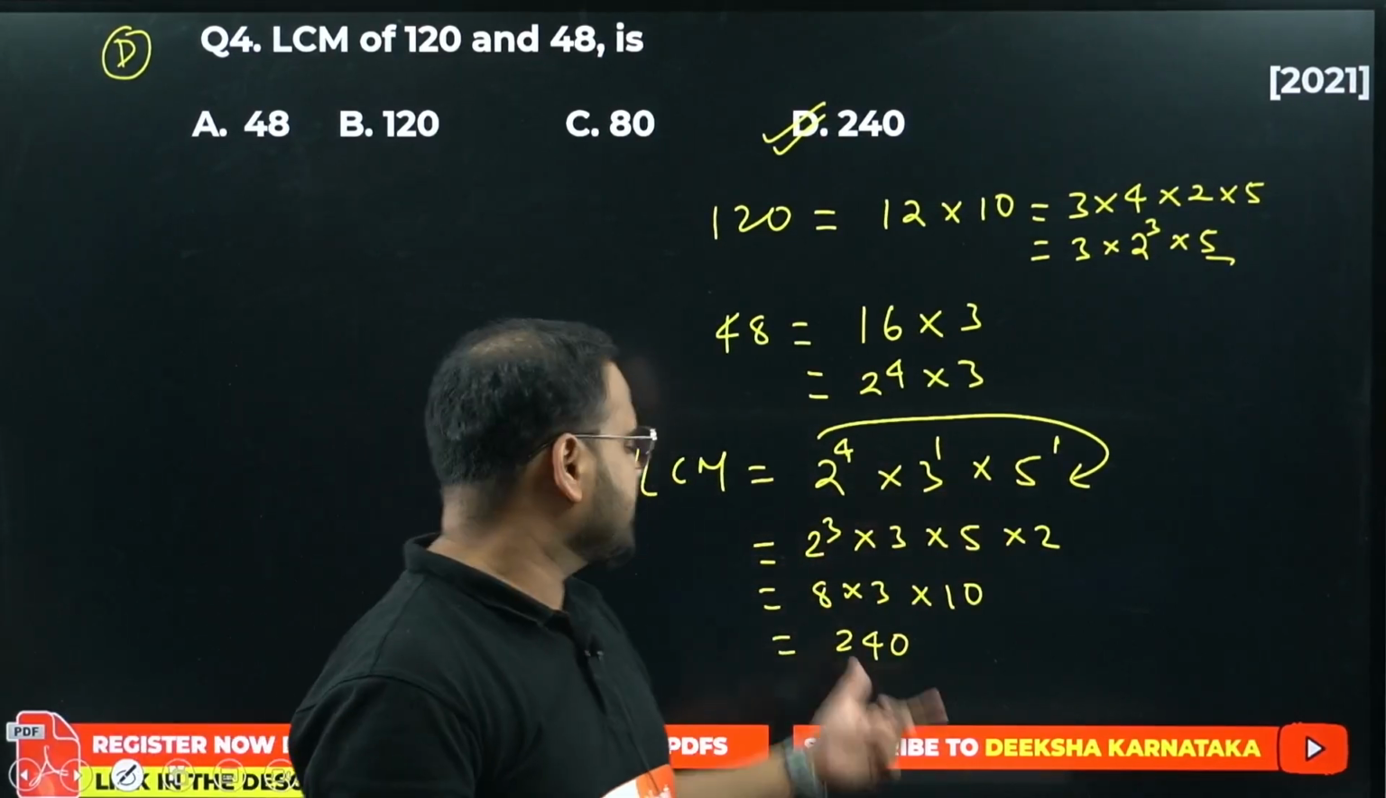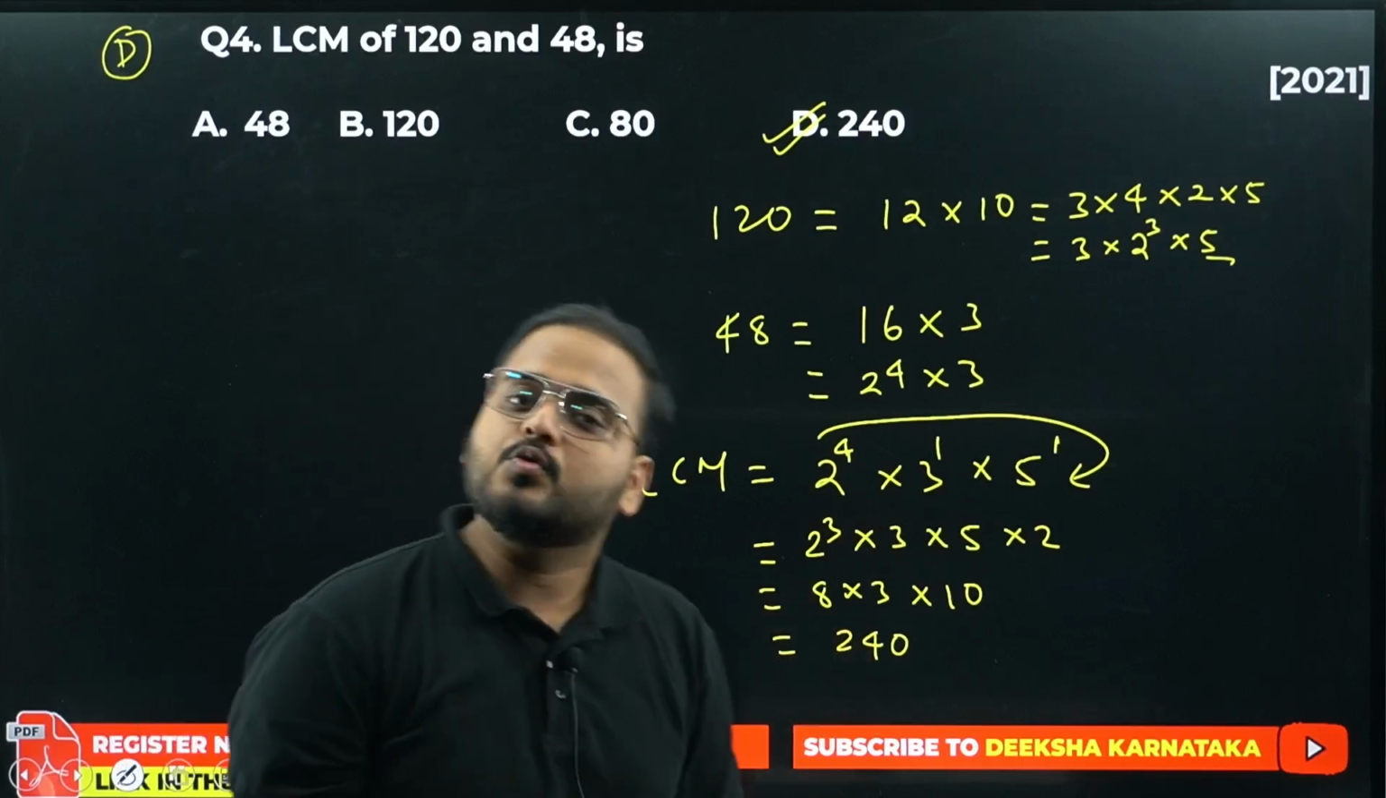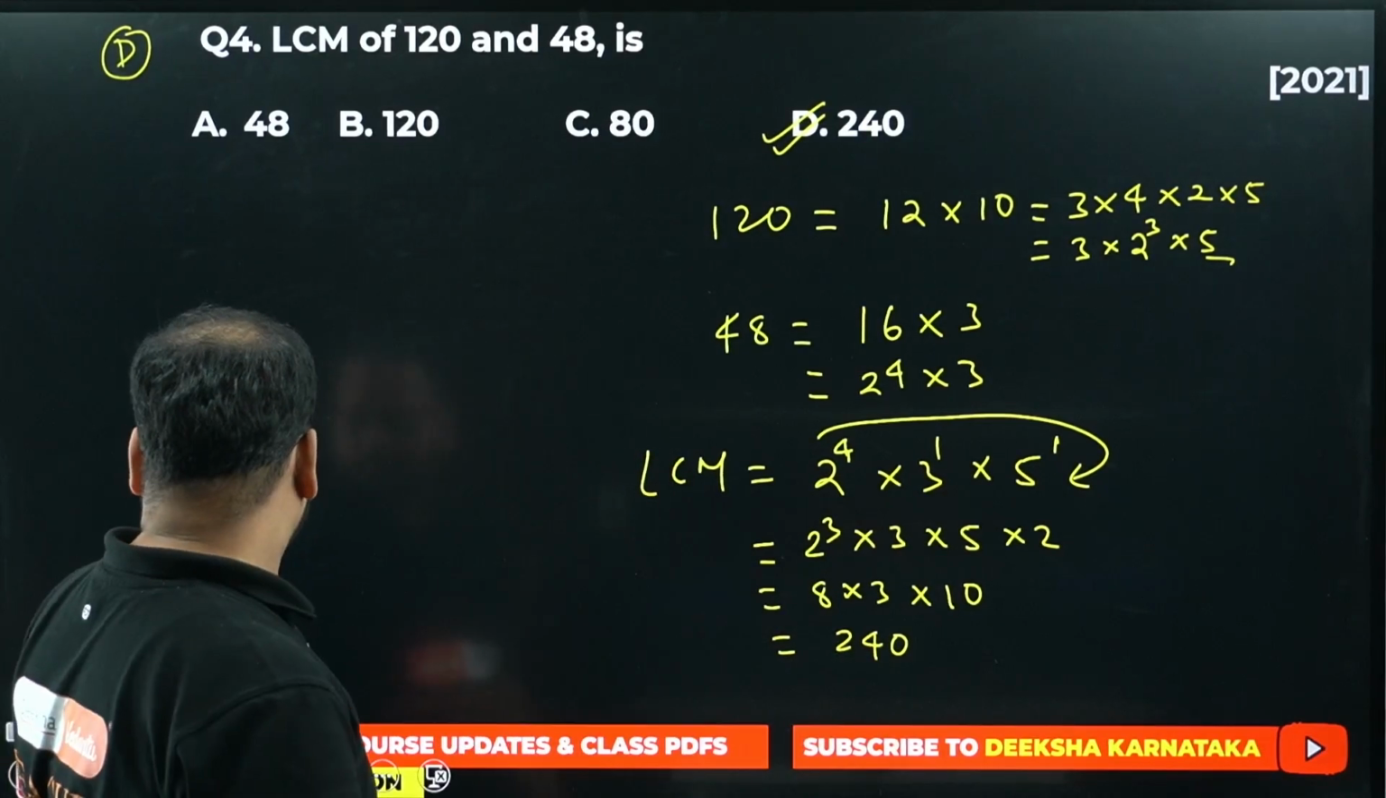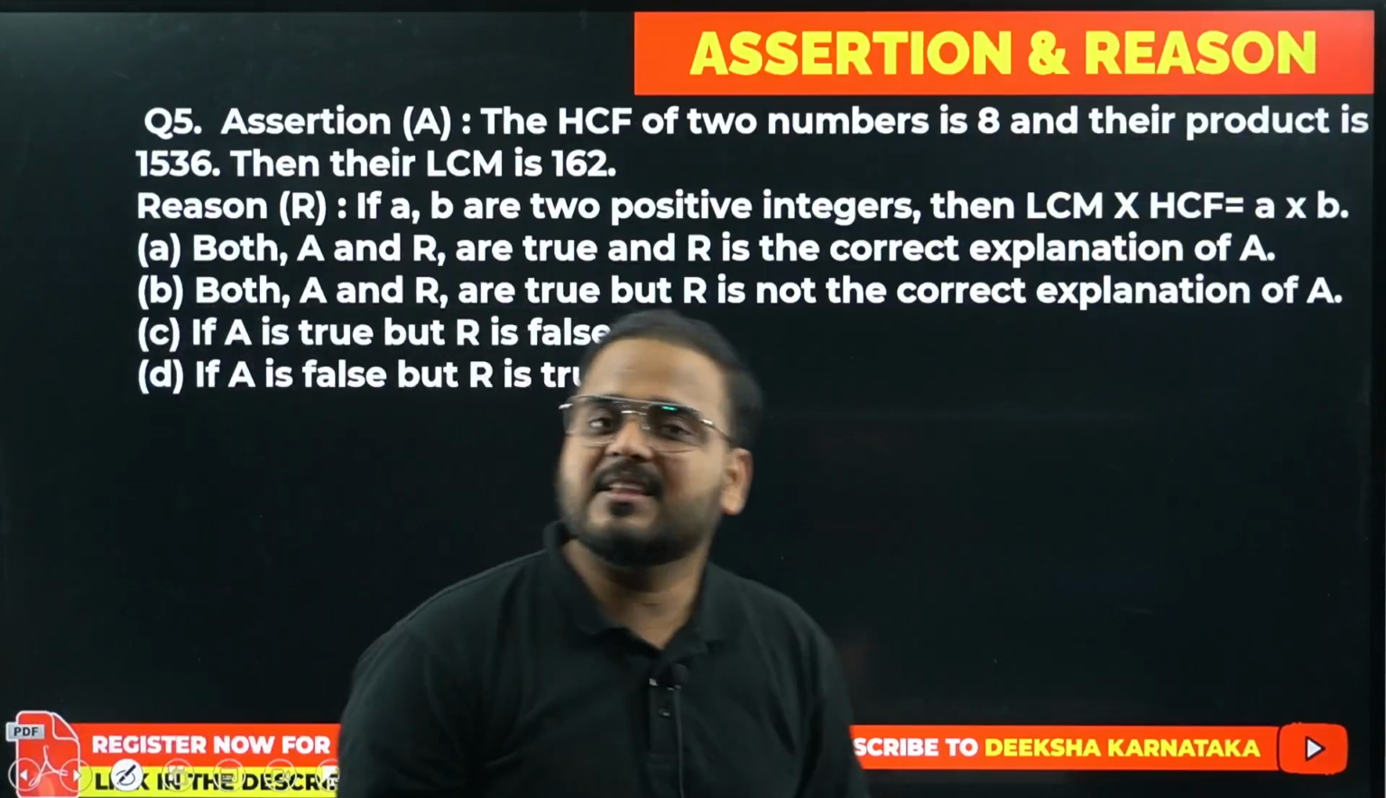Your choice, your way of doing it. This is my way of doing it. I got the answer to be 240, sir. Okay, chaliye. Moving on to the assertion reason. Again, this will come for 1 mark.